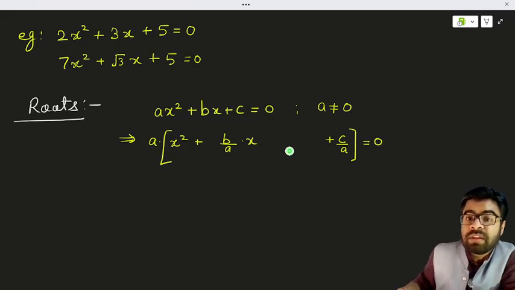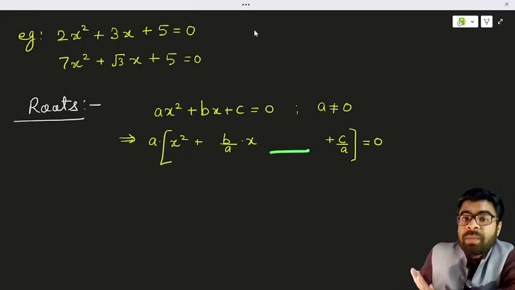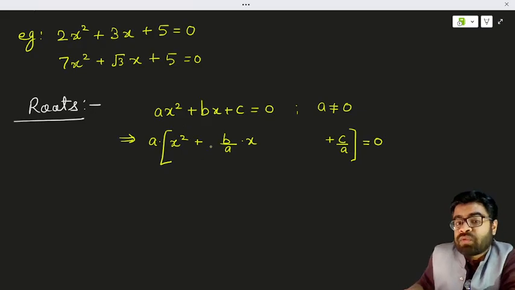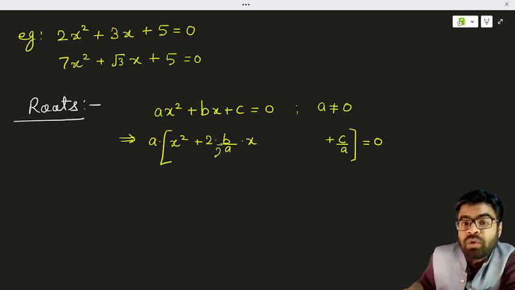So why have we left this space? Let's see. What do we want to do here? We want to make the perfect square. So what we do is multiply by 2 and divide by 2 in the coefficient of x, and then what we get here is b upon 2a. So we take the square of this term, that is b upon 2a, and add this term and subtract this term. So what is the benefit of it?